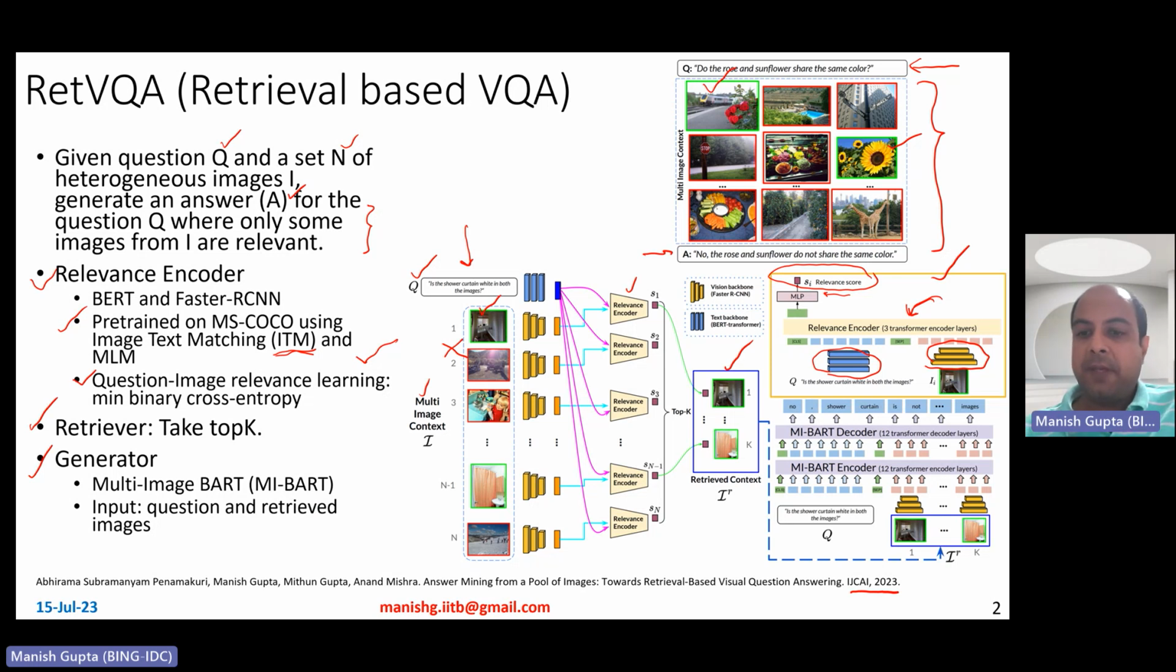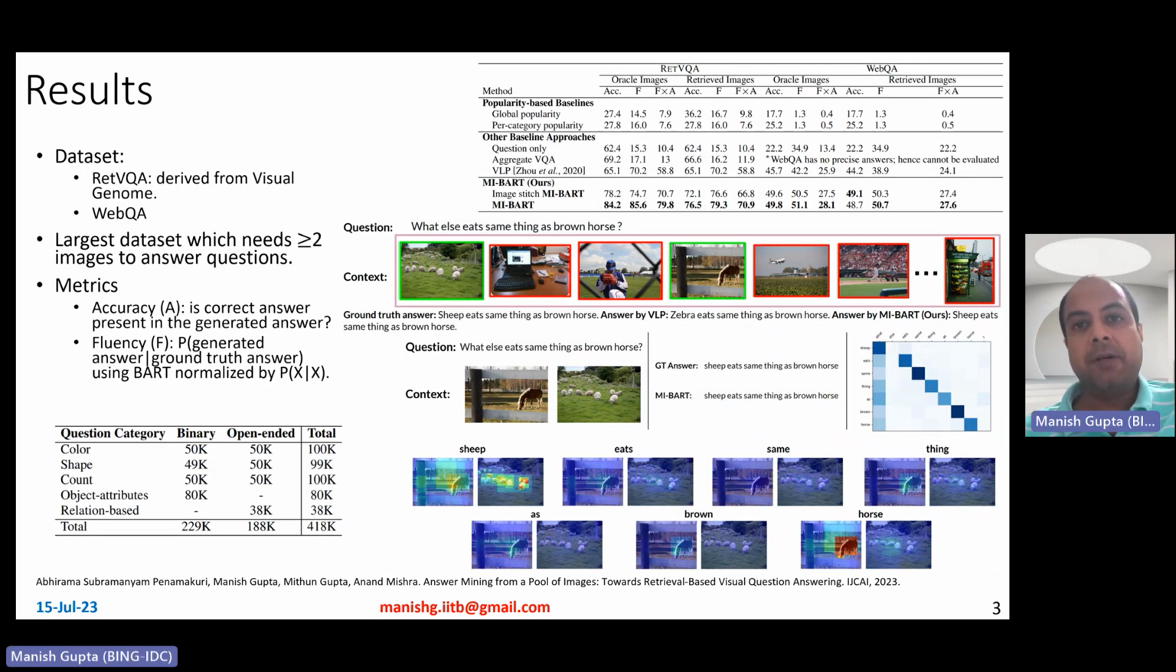Now, the top K matching images are supplied as additional context input to the BART encoder-decoder kind of model. As you see here, our MI-BART model, multi-image BART model, takes 12 layers of encoder, 12 layers of decoder, and essentially tries to compute the answer to the question. The input is the question, and also the top K retrieved images with the highest retrieval score, which go as additional context so as to come up with a very accurate answer.